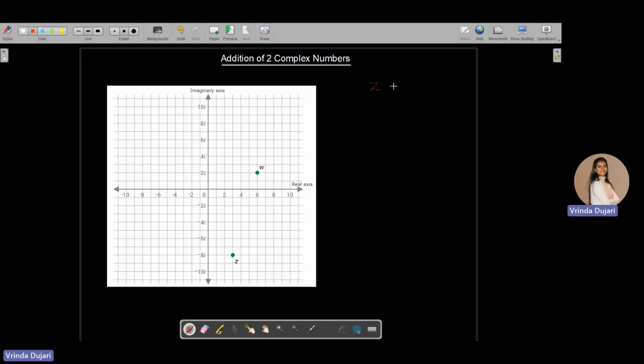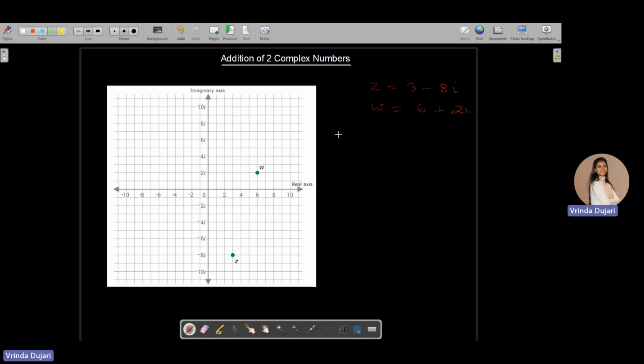So the first one is z, which looks like 3 minus 8i, and the second one is w, which is, yes, you can pause the video and tell. So it is 6 plus 2i. Okay, and we have to add these two. Now, if you remember in Algebra 2, we did how to add two complex numbers.